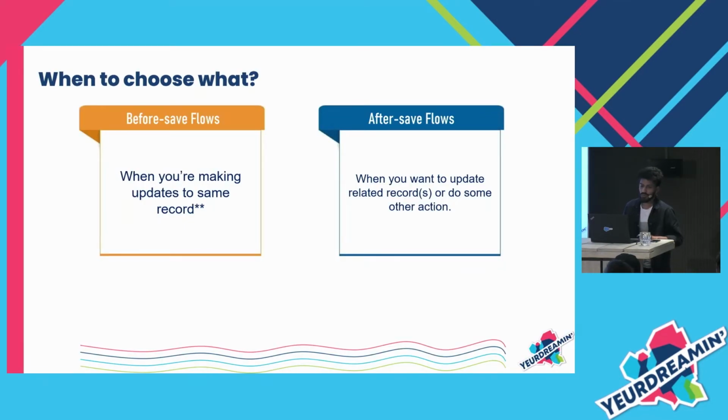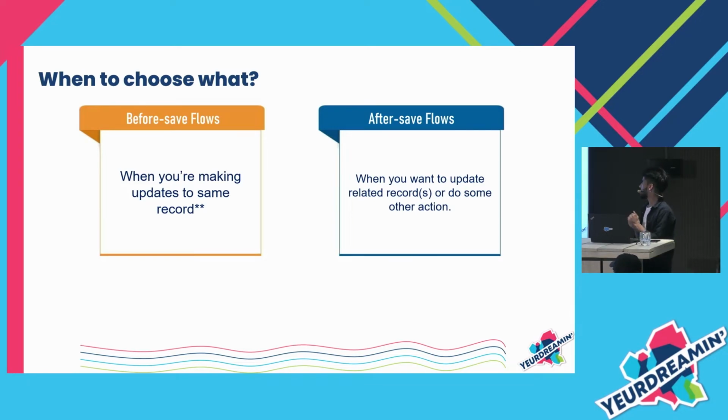So like I said, when you are making updates to the same record, try and use before save flows. But when you want to make changes to records that are related, for example, you want to update opportunity contact role when an opportunity is updated, you want to do that in the after save context, because you can't do that in the before save.